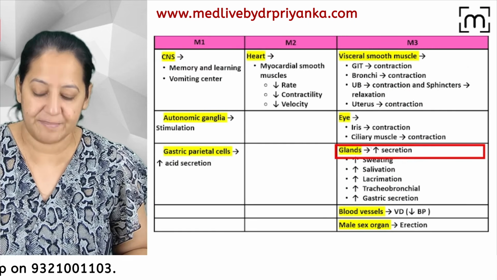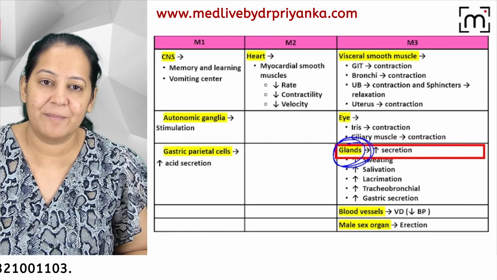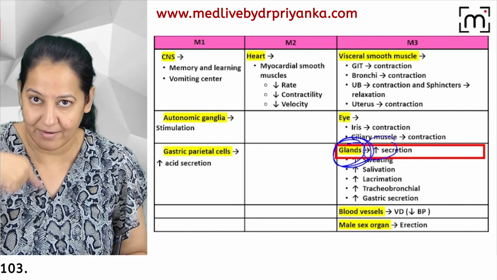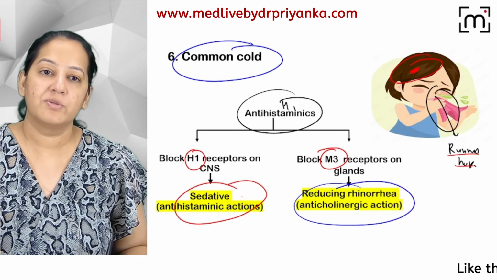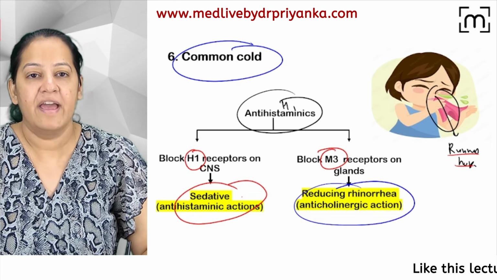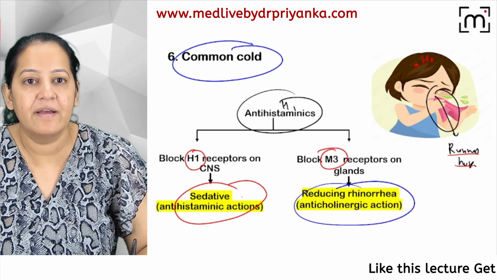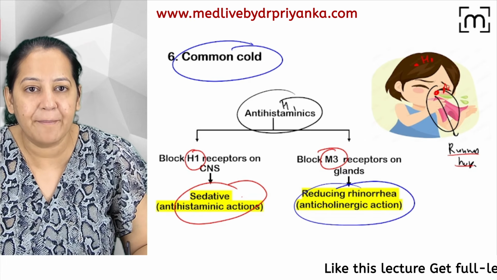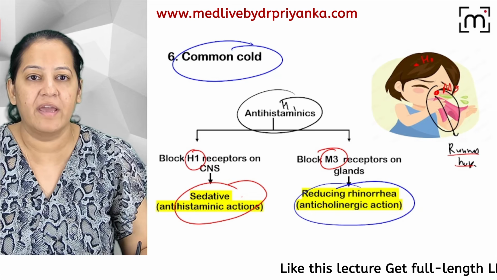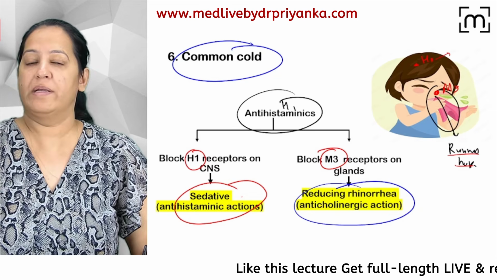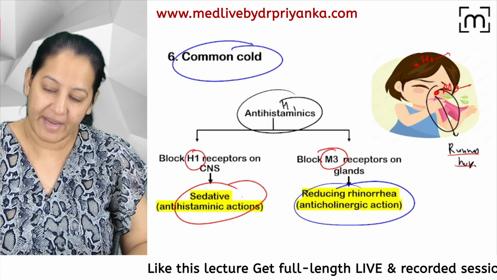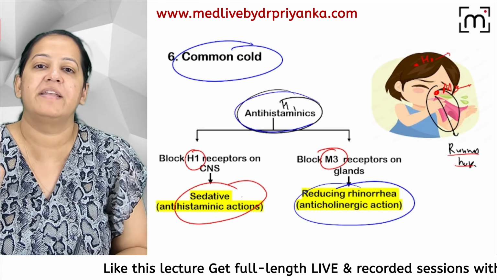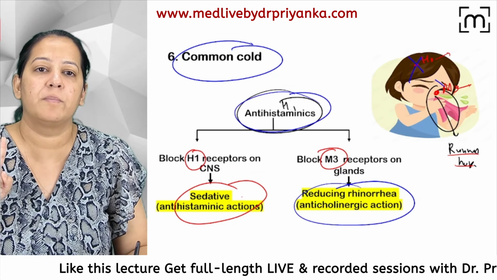I'm having M3 receptors on the glands. M3 receptors on the glands increase nasal secretion. These are blocked, so my secretions will reduce. Okay, so it will be double. So I'm having H1 receptors in the brain and I'm having M3 receptors in the nose. H1 receptors produce wakefulness and M3 receptors produce secretion. Let's block them. Okay, let's give a non-selective antihistaminic. They block this also, they block this also.